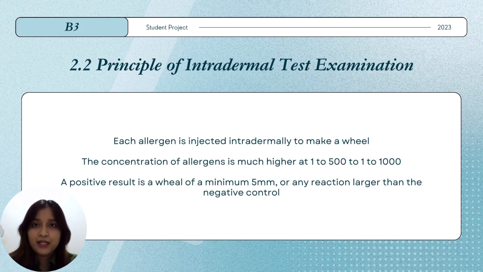Similarly to a tuberculin test, every single allergen is injected intradermally to generate a wheal. Allergen concentrations range from 1 to 500 to 1 to 1000, which is significantly higher. It utilizes both a positive and negative control. A wheal of at least 5 mm or any reaction greater than the negative control indicates a positive result. When the skin prick test is negative, this test may yield a positive result, yet the findings may not be considered clinically significant.